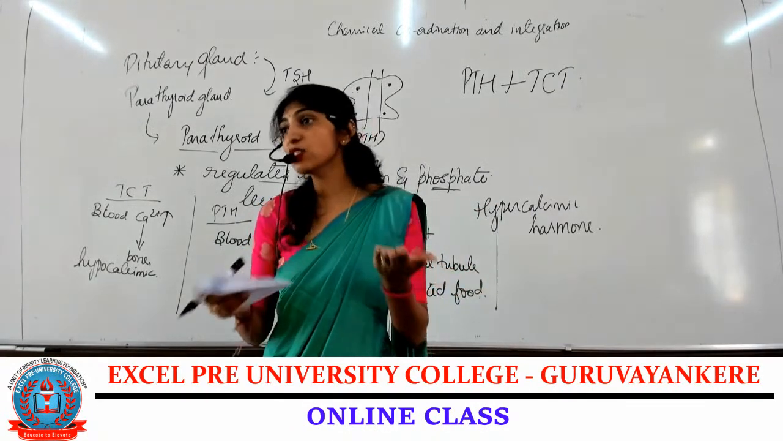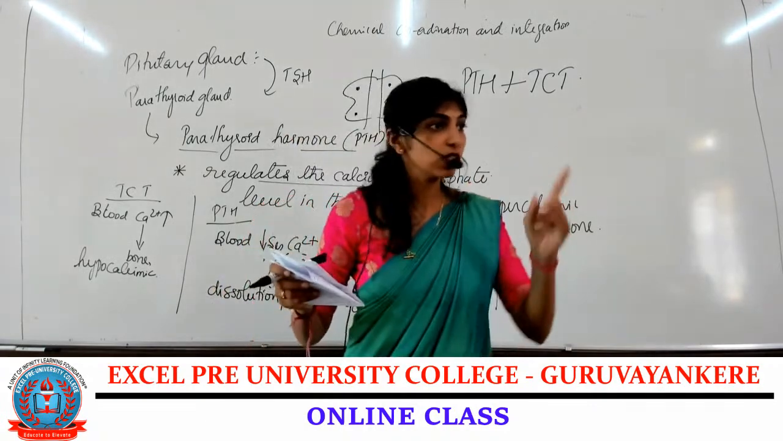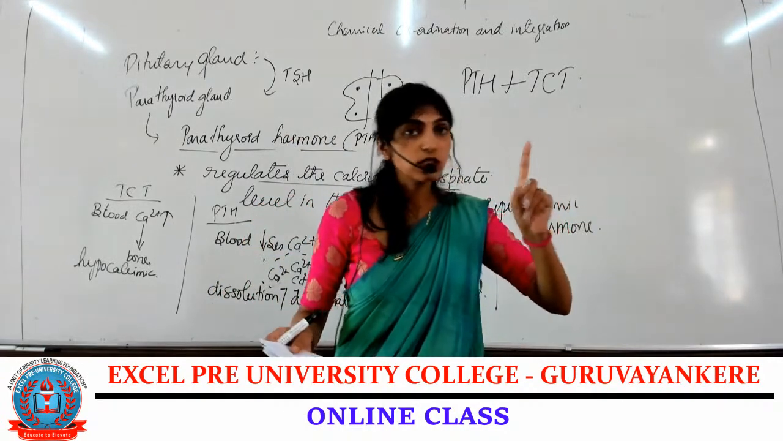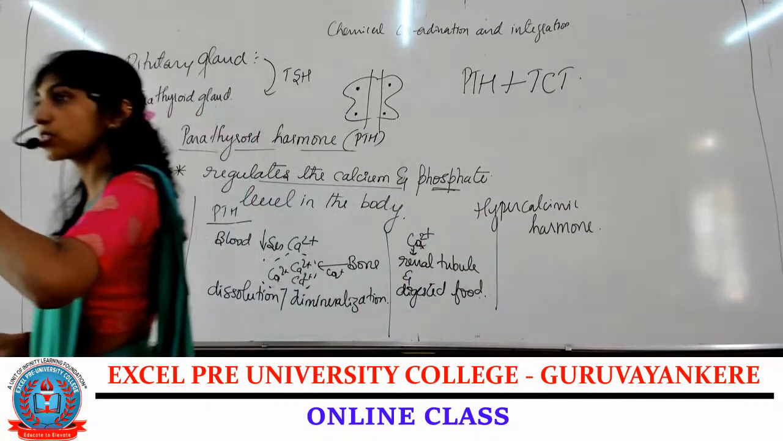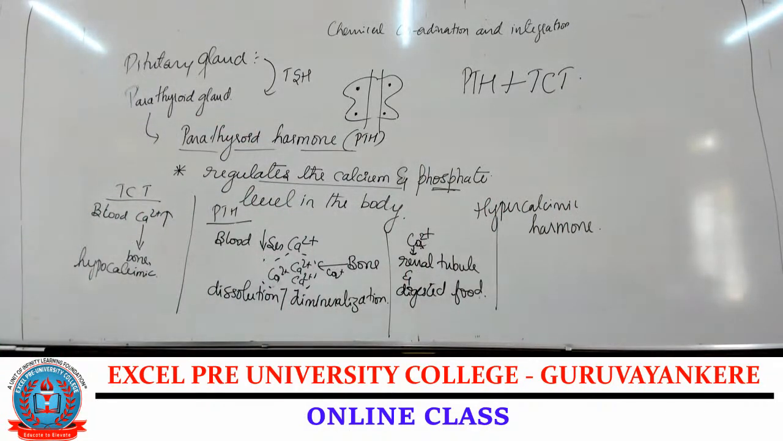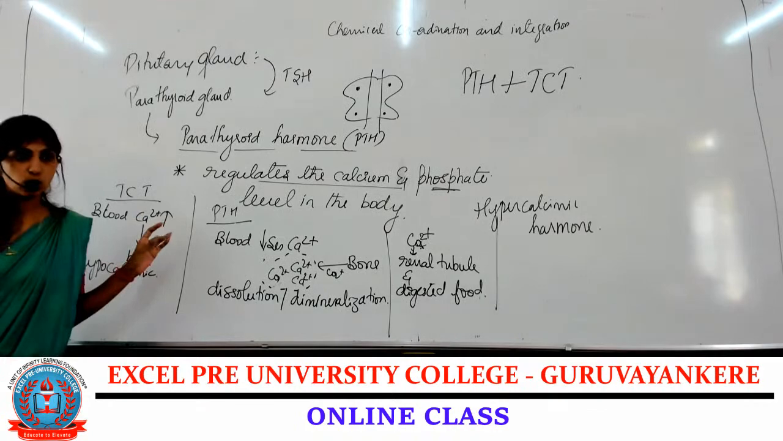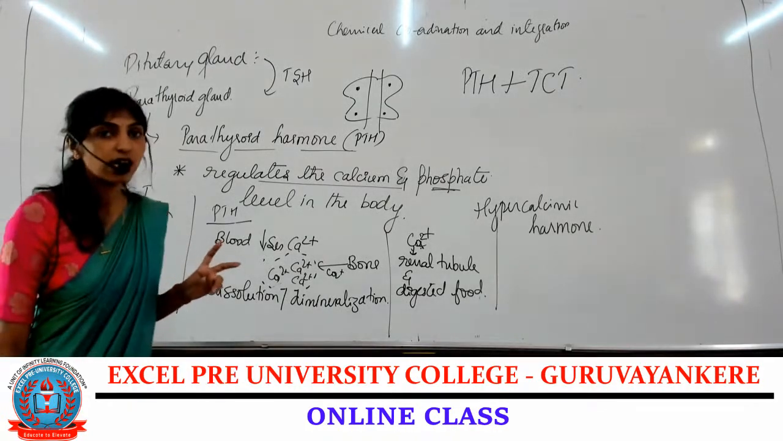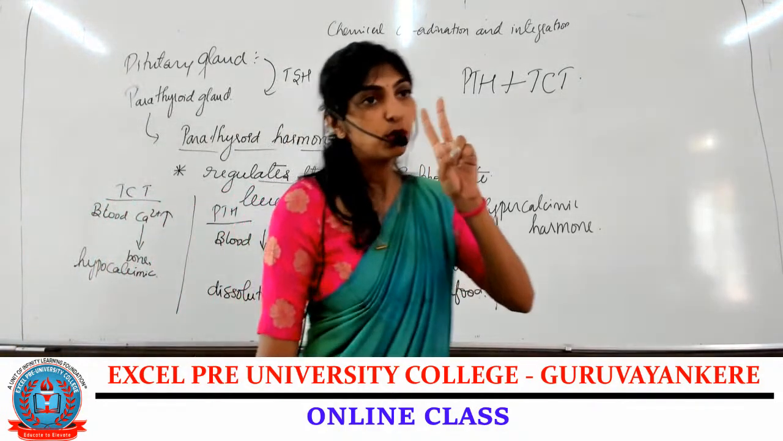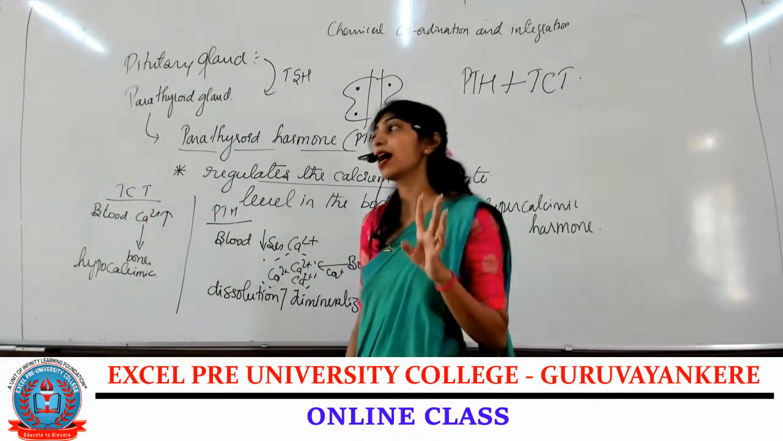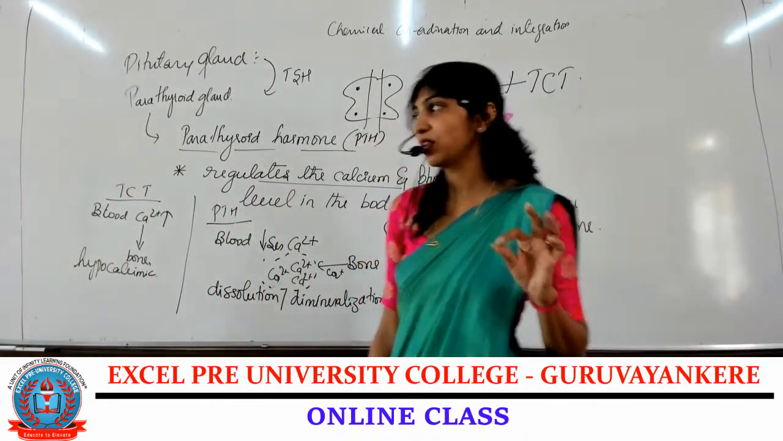Because the question asks which helps to maintain the calcium balance, both are required. It is not only one. One hormone is not enough. It requires both parathyroid hormone and thyrocalcitonin. That is why you are supposed to write both.